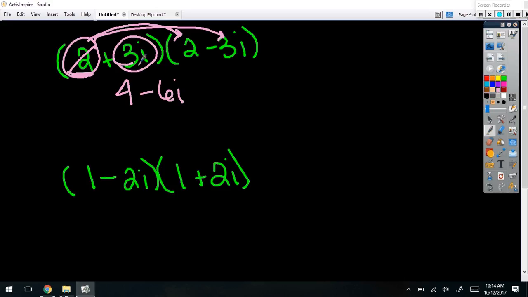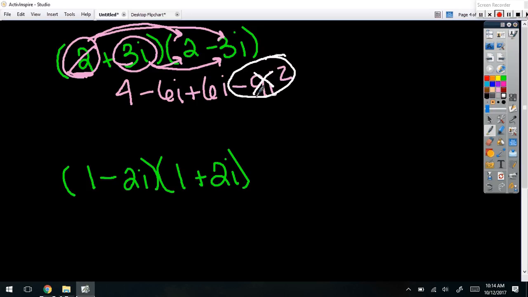Now move to this one. What is 3i times 2? Positive 6i. And then 3i times negative 3i is negative 9i squared. Okay? Remember, change your i squareds, so positive 9. Look at the numbers that don't have i's on them. It's 13.